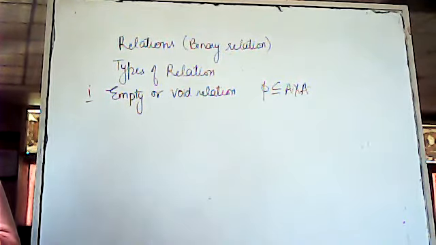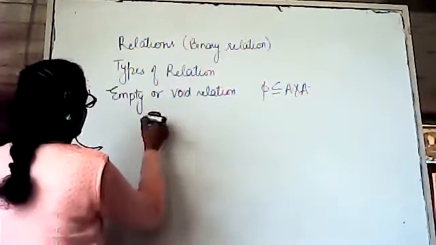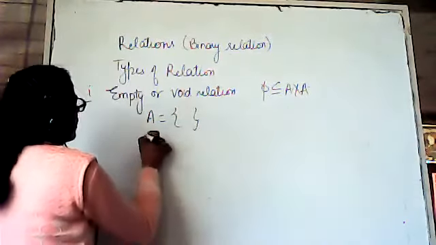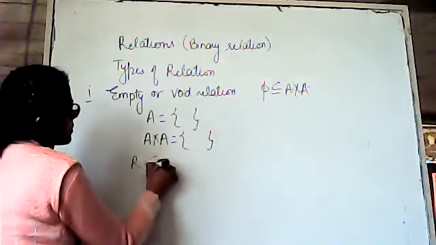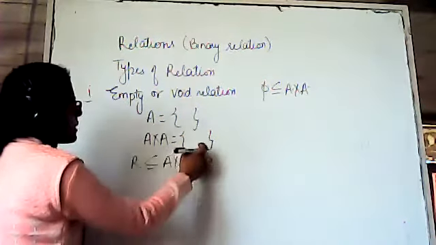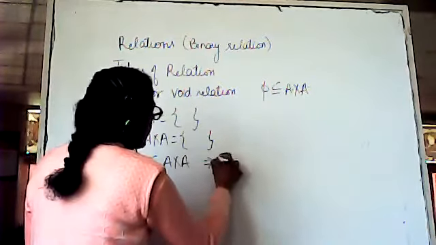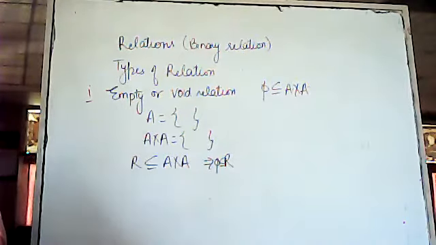This relation is called empty or void relation. For example, let us suppose we are having a set A like this. Then A cross A will again be equal to phi. Then R is a subset of A cross A. A cross A is having nothing. So phi is a subset of R. तो मतलब R क्या है? Void relation.